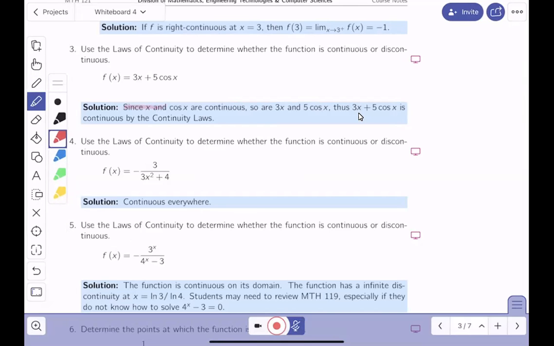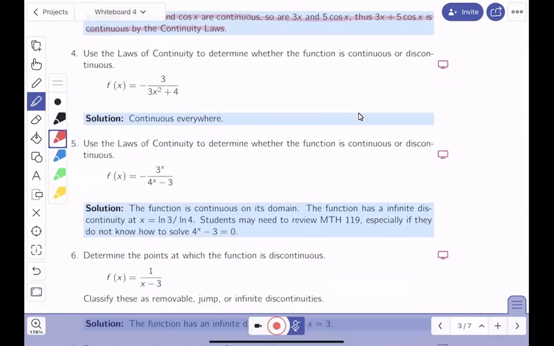I'm just going to outline what they're saying. And cosine x are continuous. And again, 5 times cosine is going to be continuous as well. Then it goes on and says 3x and 5 times cosine x are continuous as well. Thus, the combination of them, the addition, will be continuous by the continuity laws. All right. Let's look at number 4.